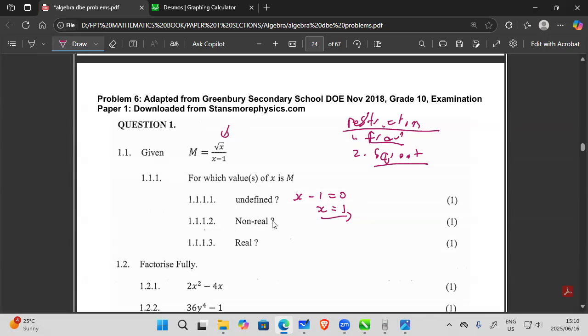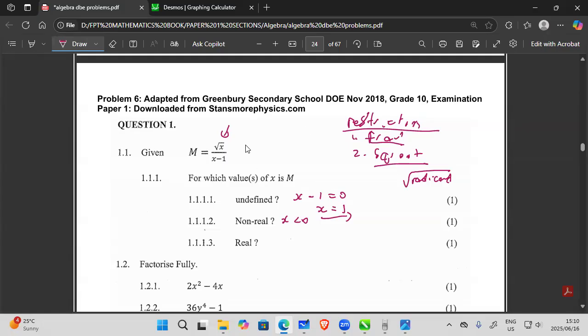Higher order stuff coming from where? Functions. When will it be non-real? Square root of a negative number. More specifically, the radicand. So Lamia, the radicand is everything under the square root. This is called the radicand. And so when will it be non-real? When x is less than 0.